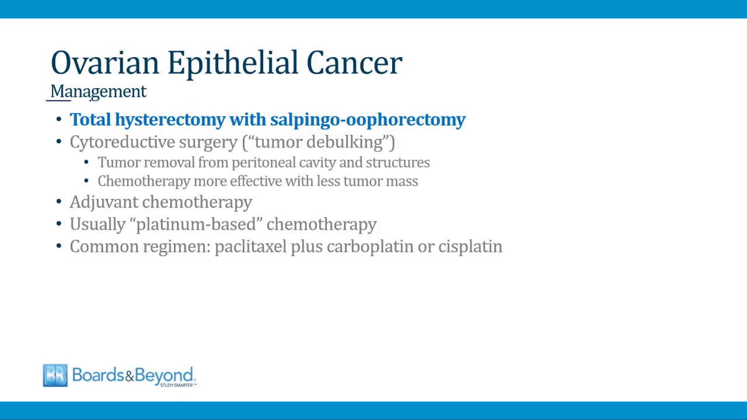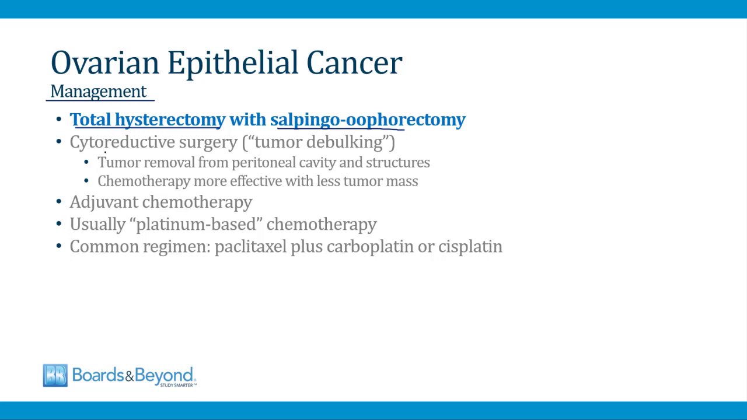The management of epithelial cancers is complex, and it depends on the stage of the cancer, but I'll give you some general principles. First of all, the surgery that's usually performed for ovarian epithelial cell cancer is a total hysterectomy with a salpingo-oophorectomy. This means removal of the uterus and the fallopian tubes and both ovaries. Basically, because this tumor is so aggressive, you can't just remove the tumor or just remove the ovary, you have to take out the entire reproductive system.